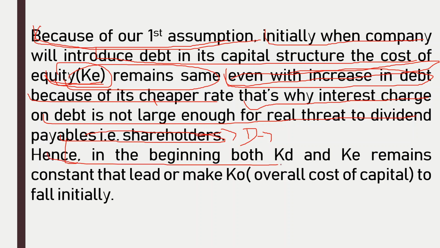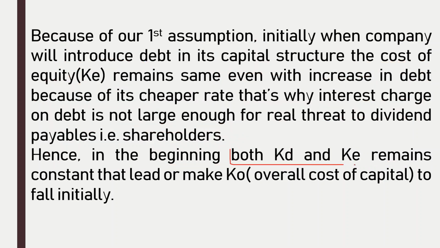Hence in the beginning both KD and KE remain the same. KD means cost of debt and KE means cost of equity. In the beginning both will remain the same because our cost of acquiring debt is less than the cost of equity. Now, because both KD and KE remain constant, that will lead to KO, meaning overall cost of capital, to fall initially. When we introduce debt in the beginning along with the equity share capital, our overall cost of capital starts declining. That is a sign of optimal capital structure.